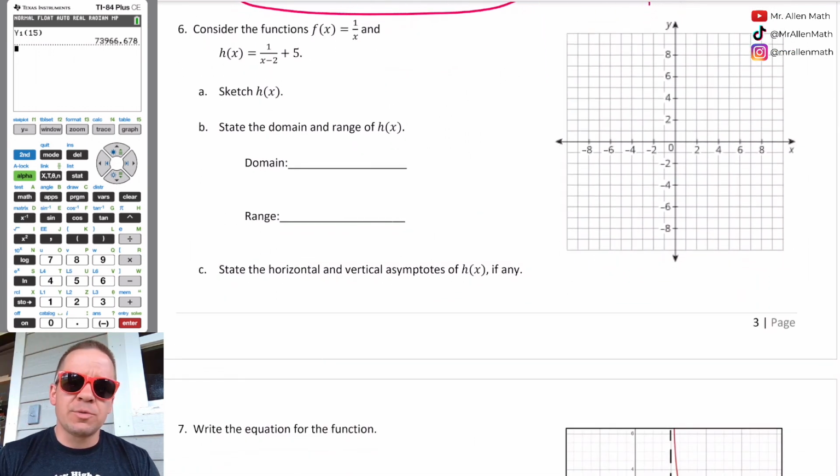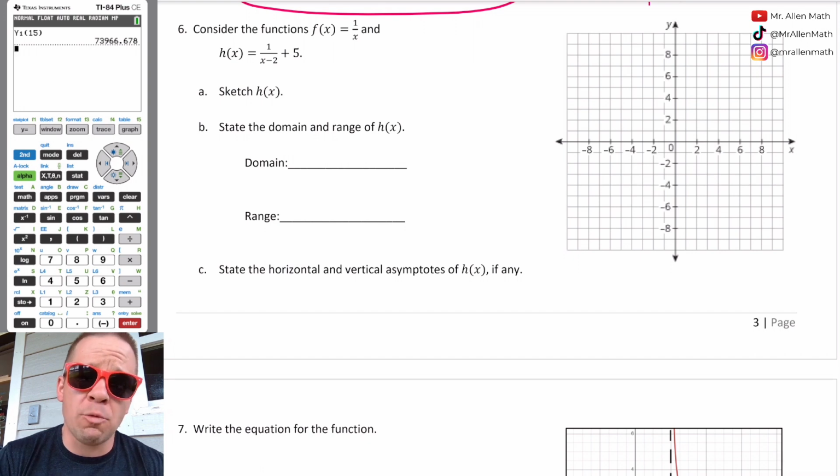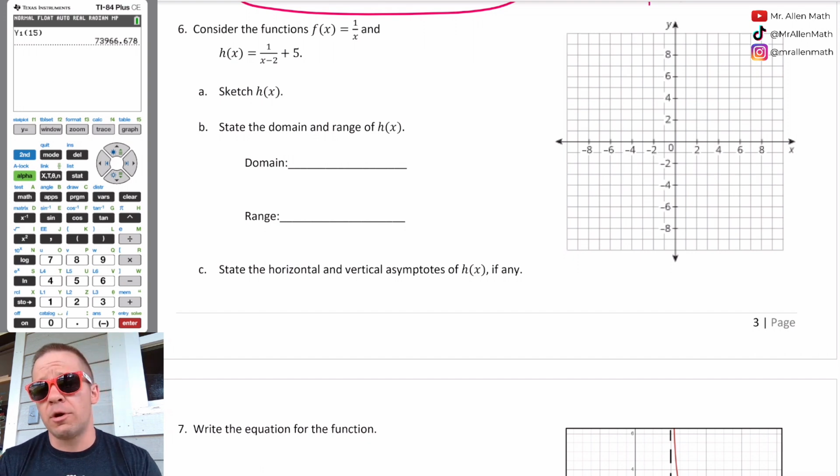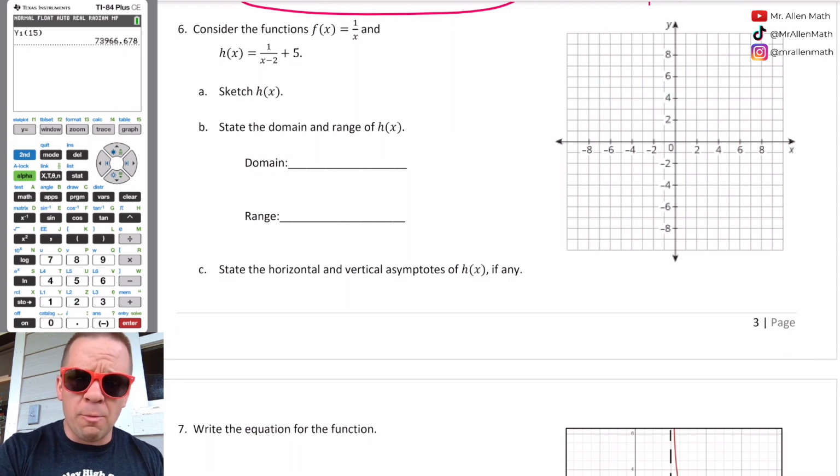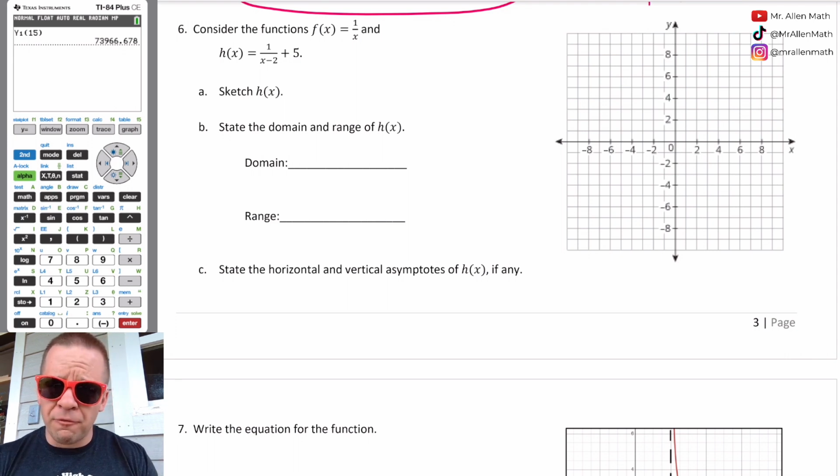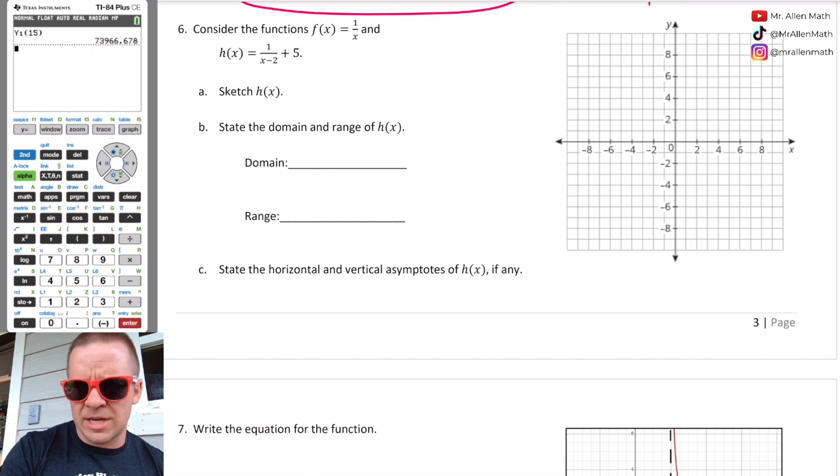All right, next one here, we got: consider the functions f of x equals 1 over x and h of x equals 1 over x minus 2 plus 5. So sketch h of x, the one that's got stuff going on, and state the domain and range of h of x. So let's see here. I think it might be helpful to write down our vertical and horizontal asymptotes. So I'll do part C first. I like to do that.